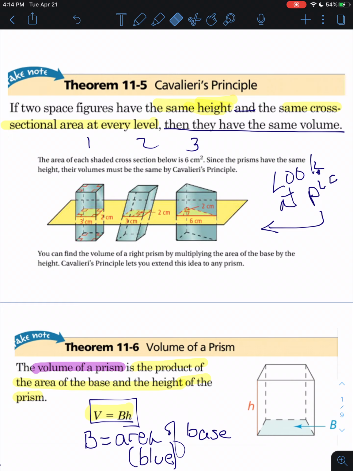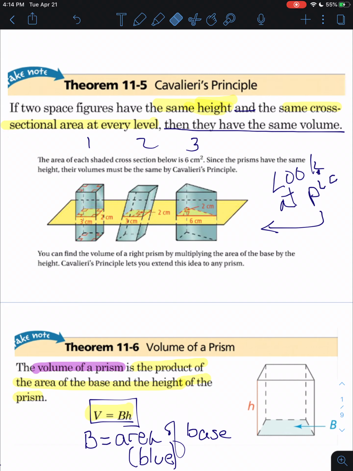And the very first thing that I wanted to bring to your attention was Cavalieri's principle, which says that if two prisms have the same height and the same cross-sectional area at every level, you have to look at this picture for that, then they have the same volume.